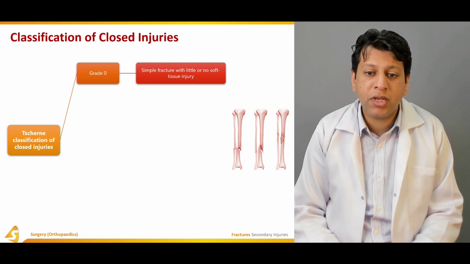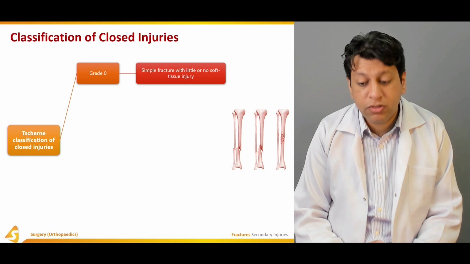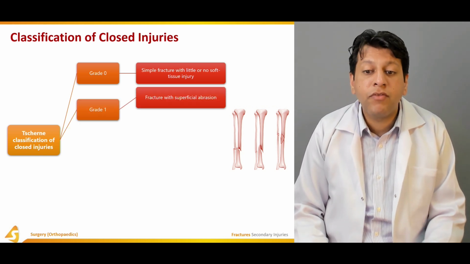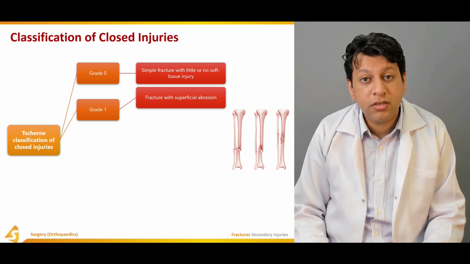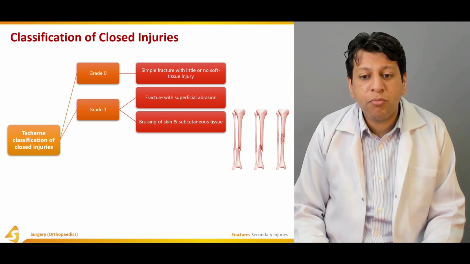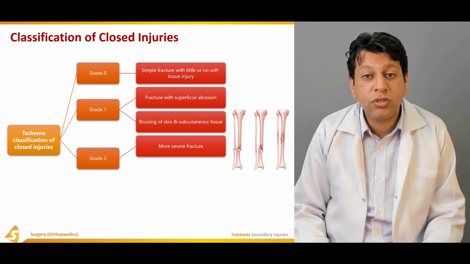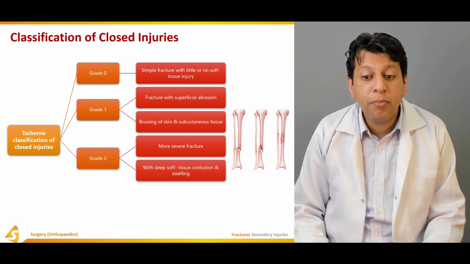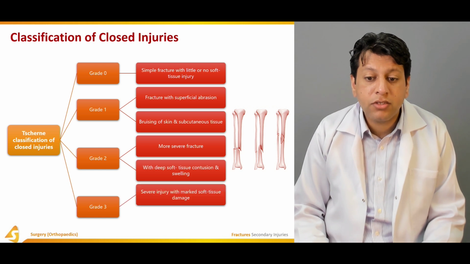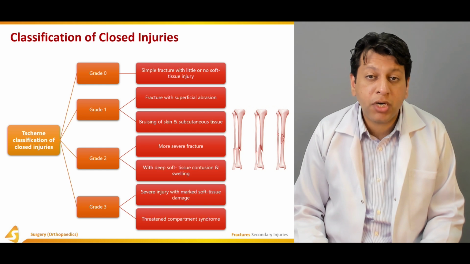Grade 0 is simple fractures with little or no soft tissue injury. Grade 1 is fractures with superficial laceration. There's some degree of superficial bruise as well, along with the fracture, and bruising of skin and subcutaneous tissue. Grade 2 is a more severe fracture with deep soft tissue contusion and swelling. And grade 3 is severe injury with marked soft tissue damage and threatened compartment syndrome.